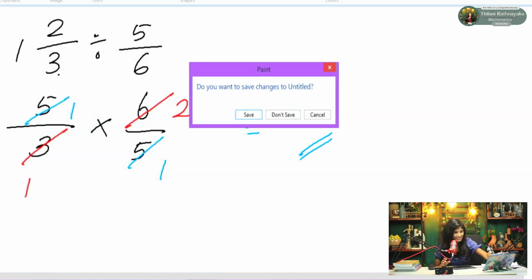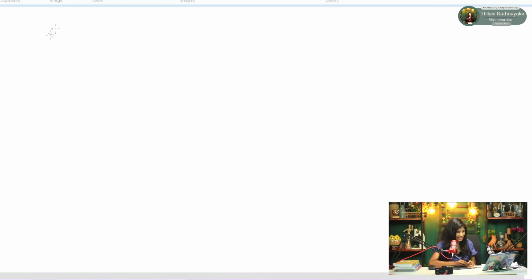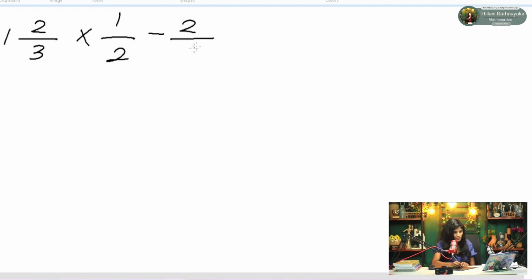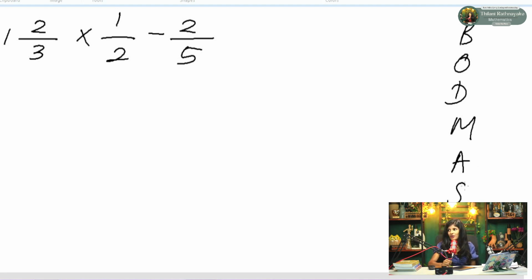And here I write my first question, that is 1 2 over 3 multiplied by half, subtract 2 over 5. Now guys, you know the BODMAS theorem, right? BODMAS. That is the method we use to simplify an equation, or an algebraic formula, or anything in mathematics when we have more than one simplification to do. So B means brackets first.